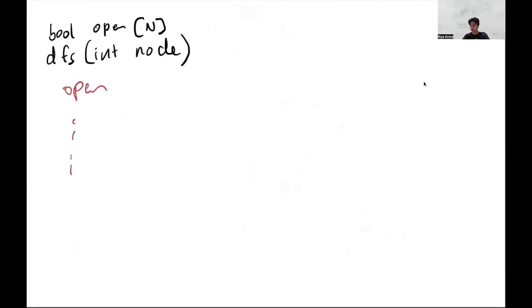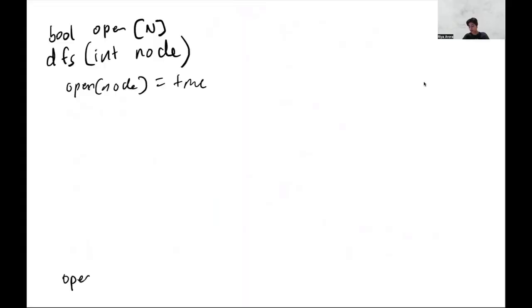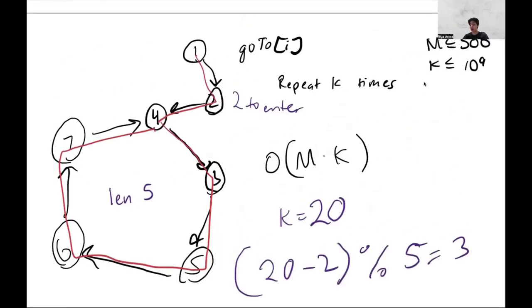So the first thing we do in our DFS is exactly what we just said. We open it. So we're going to say open node equals true. And the last thing we do in our DFS is open node equals false. And I'm going to put this here just because that's technically true to find cycles. And this will help you in problems which are more complicated.